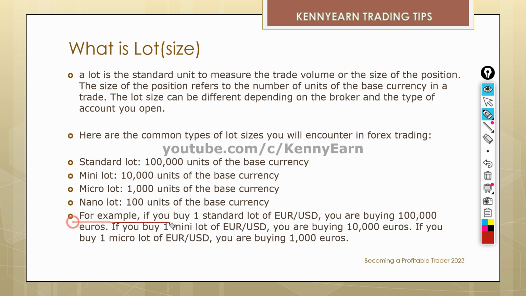So for example, if you buy one standard lot of EURUSD, you're buying 100,000 euros. Sorry, I'm mistaken. If you buy one mini lot of EURUSD, you're buying 10,000 euros. If you buy one micro lot, you're buying 1,000 euros. So that's where we use the lot size.